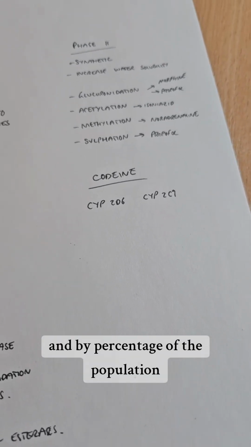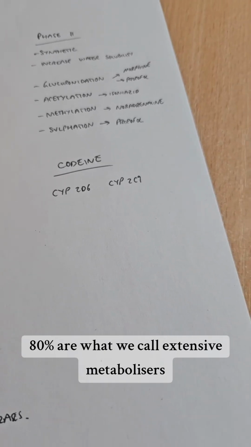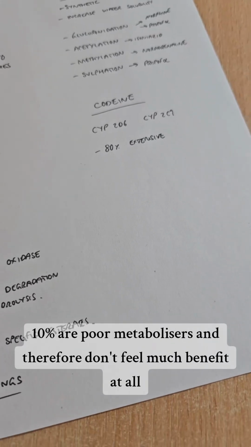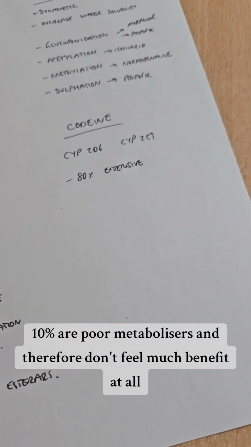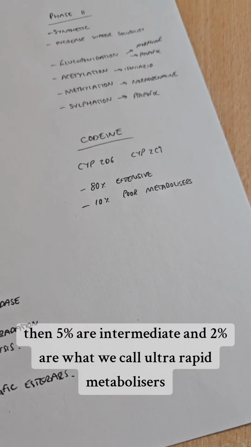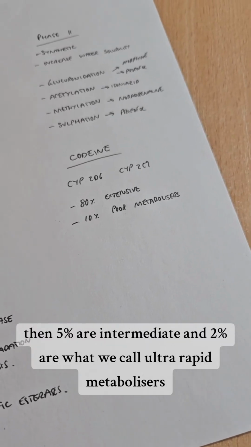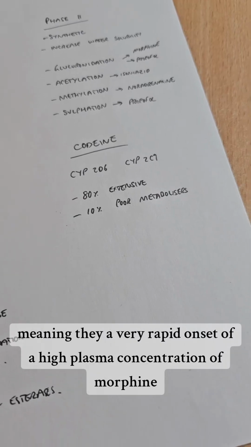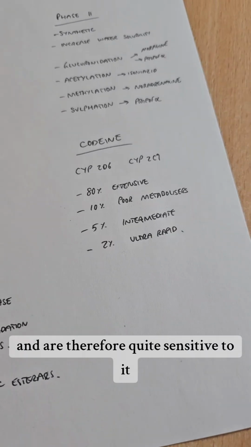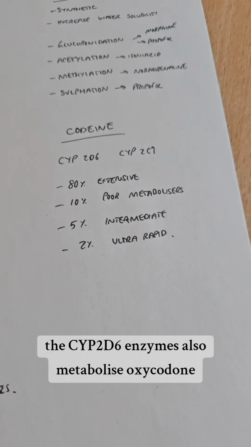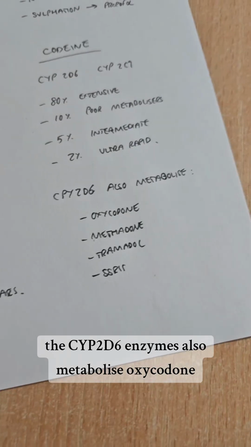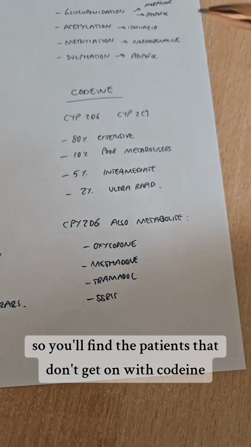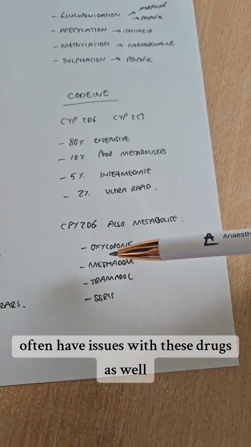And by percentage of the population, 80% are what we call extensive metabolizers and get decent analgesic effect from it. 10% are poor metabolizers and therefore don't feel much benefit at all. Then 5% are intermediate, and 2% are what we call ultra-rapid metabolizers, meaning they get a very rapid onset of a high plasma concentration of morphine and are therefore quite sensitive to it. And the CYP2D6 enzymes also metabolize oxycodone, methadone, tramadol, and some SSRIs. So you'll find that patients that don't get on with codeine often have issues with these drugs as well.